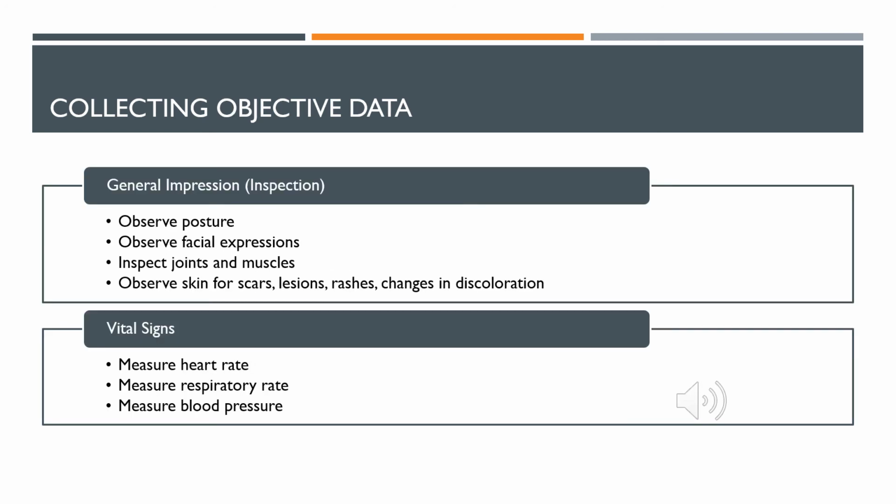We just reviewed collecting subjective data. Now let's look at objective data. So you're going to look at that general impression, that general survey, inspection, observe their posture, observe any facial expressions or grimacing, inspect joints and muscles if that's where their pain is, or observe for any scars, rashes, any changes in discoloration. And then obtain their vital signs.